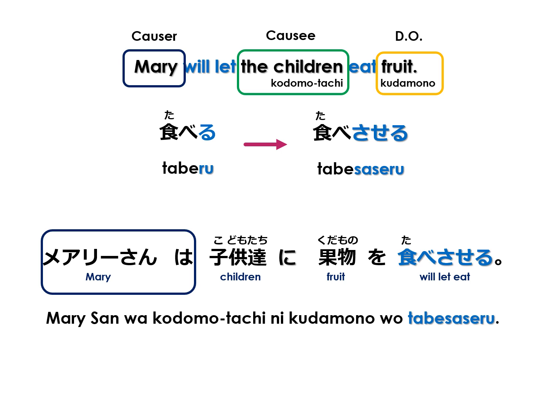Mary, the causer, takes the particle wa. Kodomo tachi, or children, is the causee, taking the particle ni, and the direct object is kudamono, taking the direct object particle wo. Mary-san wa kodomo tachi ni kudamono wo tabesaseru. Mary will let the children eat fruit.